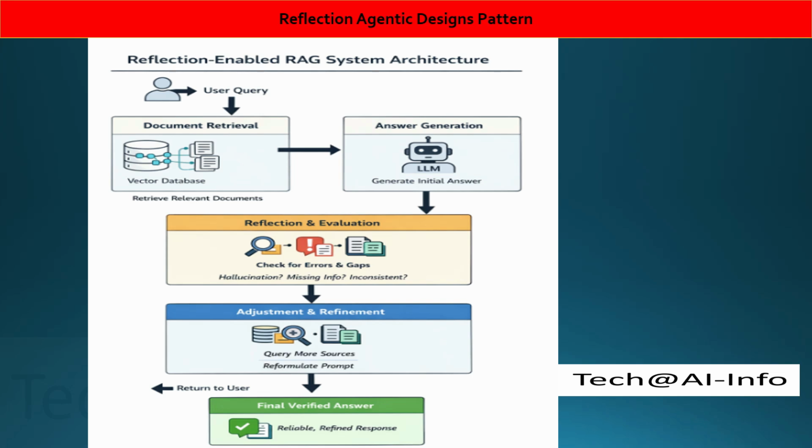So how does it work? It can be done through an LLM self-critique, a separate evaluator, and rule-based checks. These are the labels, like hallucination, missing information, and inconsistency. So this is reflection and evaluation. This is the quality gate of the system where these kinds of issues are handled.